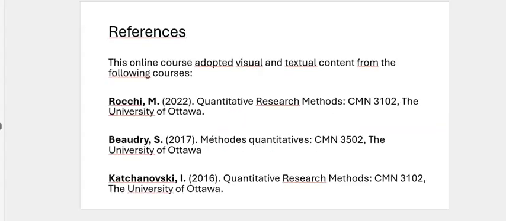First, I want to show you the sources of my course. These are three professors' names and their quantitative research method courses. They are the references for my course.